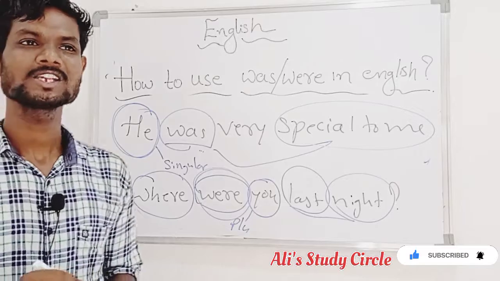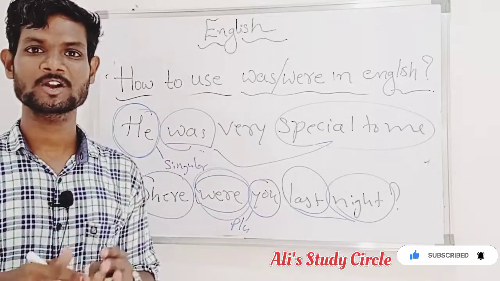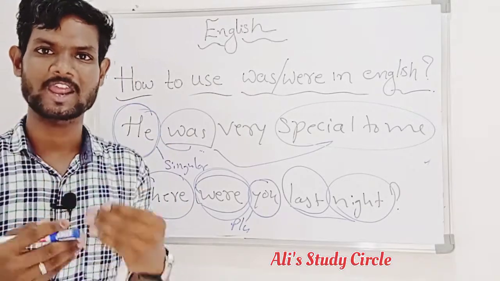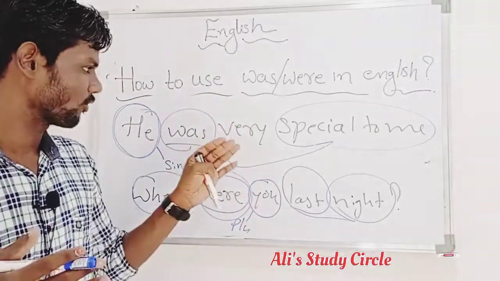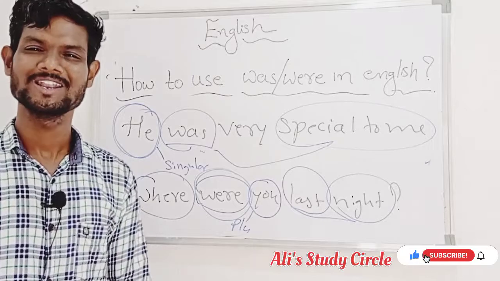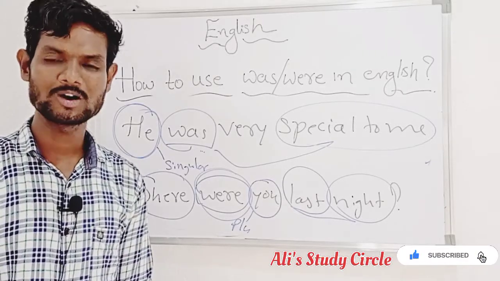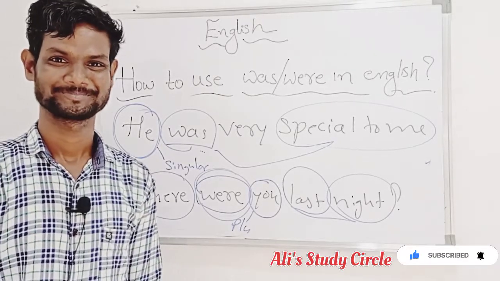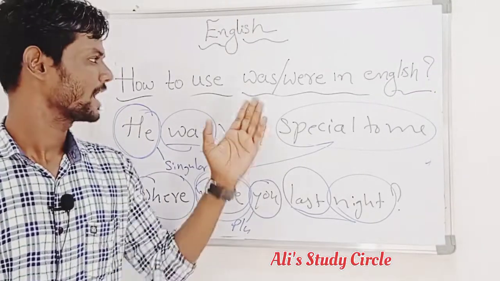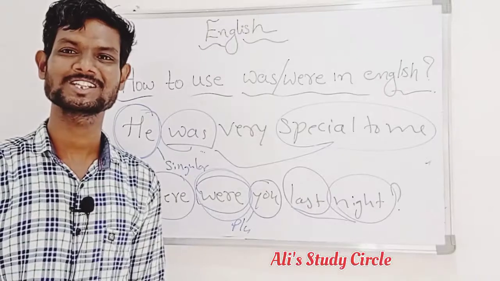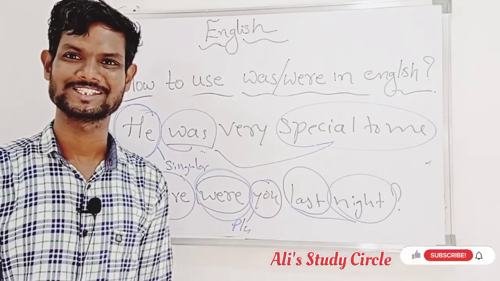Simple. The helping verbs was and were are very easy to understand, very easy to identify. This is the correct way to learn was and were. These are the best examples to understand the helping verbs was and were in the English language.